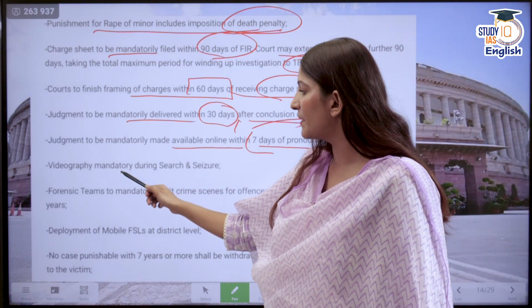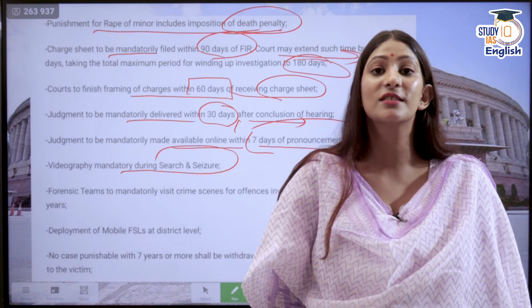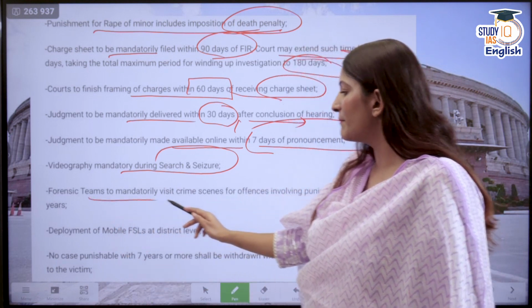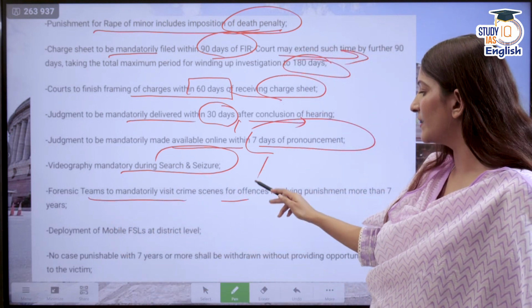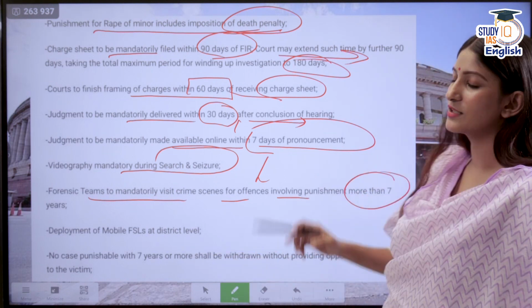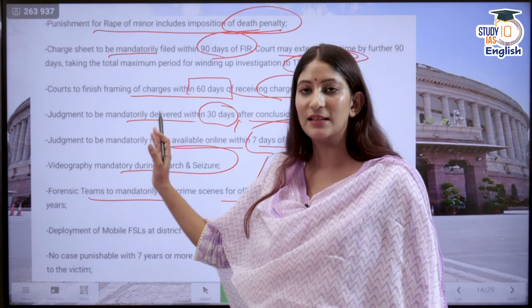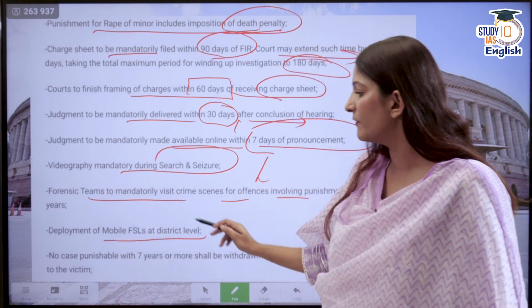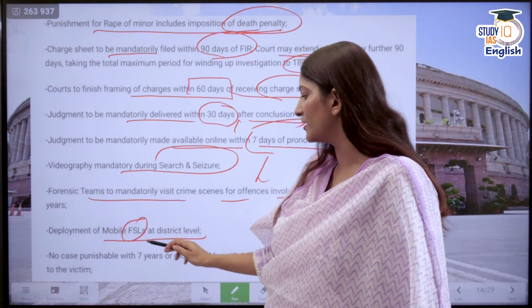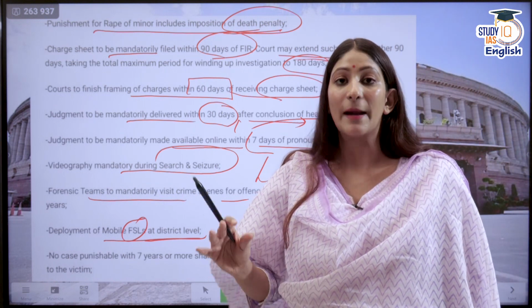Then videography is mandatory during search and seizure as well, so that evidence is not foiled. Then forensic teams to be mandatorily visiting crime scenes for offences which involve punishment of more than 7 years. When there is a punishment under a section of more than 7 years, then the forensic team will go there. Also, a mobile forensic science laboratory should be deployed at the district level, so that the evidence is not tampered with.